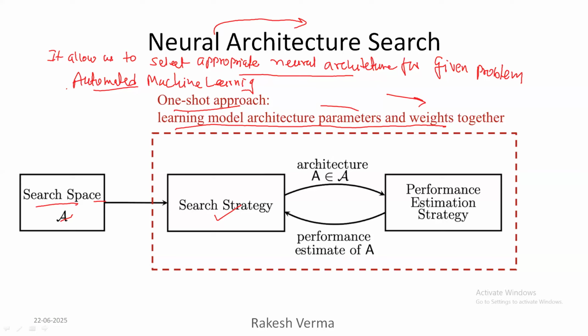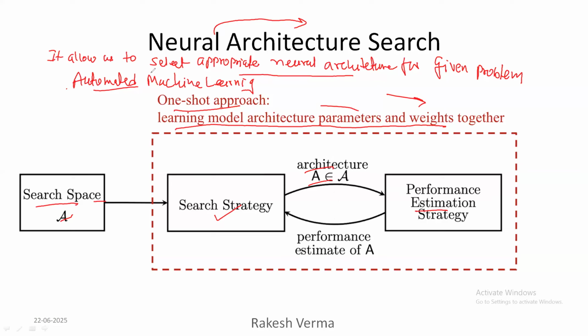After the architecture is selected, it performs the estimation strategy. If it is okay, then it estimates the performance of A. So it tries to estimate the performance of A. Basically this is the neural architecture search.